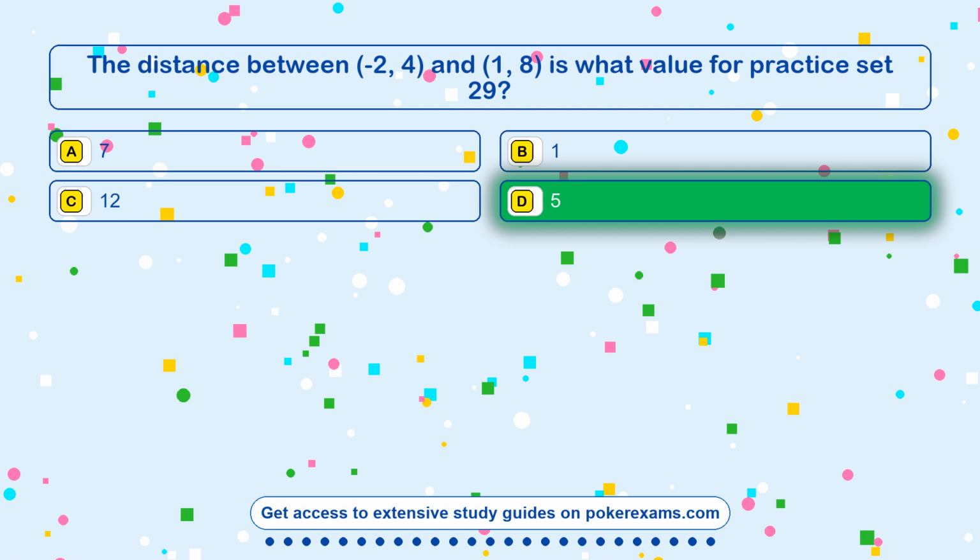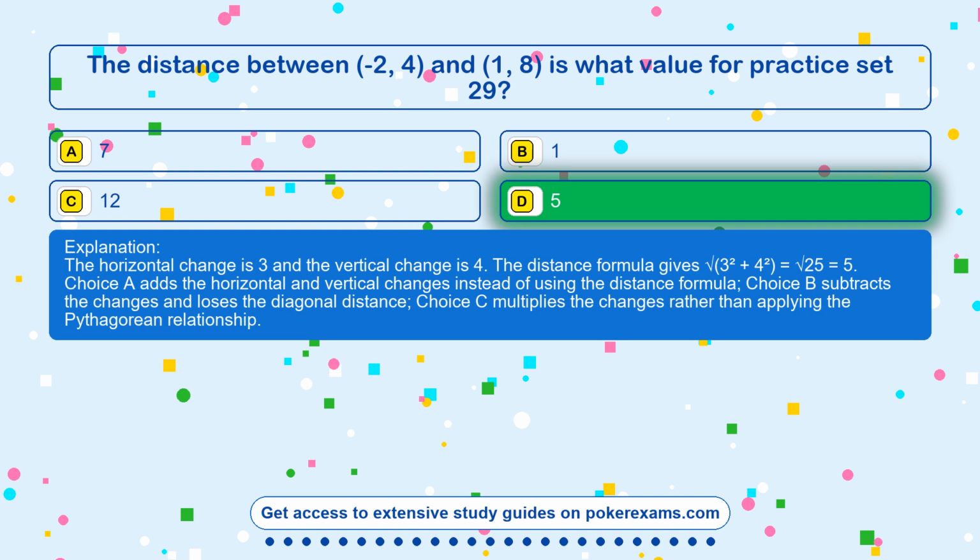The correct answer is option D, 5. The horizontal change is 3 and the vertical change is 4. The distance formula gives 3 squared plus 4 squared equals 25, and the square root is 5. Choice A adds the horizontal and vertical changes instead of using the distance formula, choice B subtracts the changes and loses the diagonal distance, choice C multiplies the changes rather than applying the Pythagorean relationship.